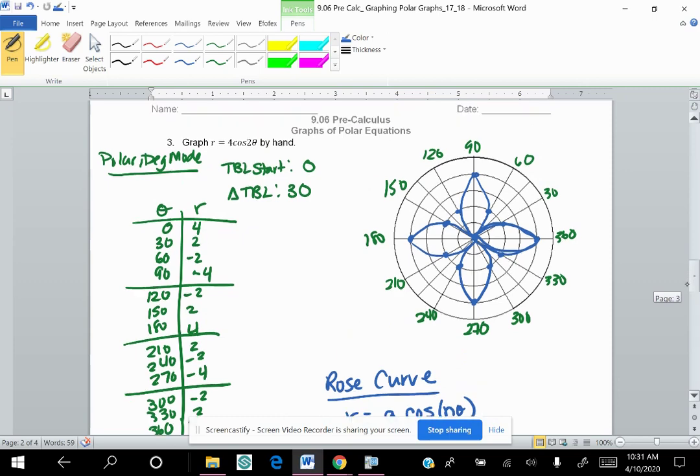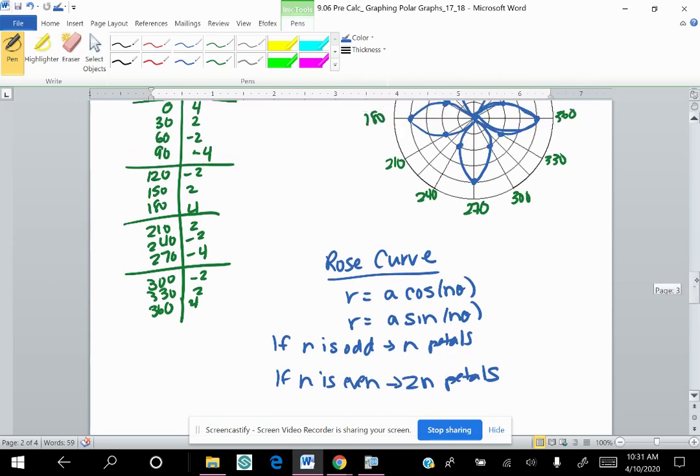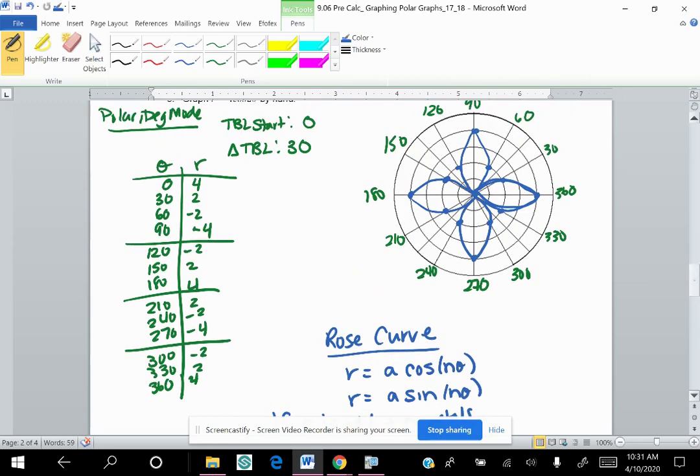And at this point, again, this is just information for you guys so you understand where this is coming from in the form that it takes. What I want you to be able to do is just to be able to put this in your calculator, generate your table, plot your points, and connect them. I'd also like you to know that it's called a rose curve.